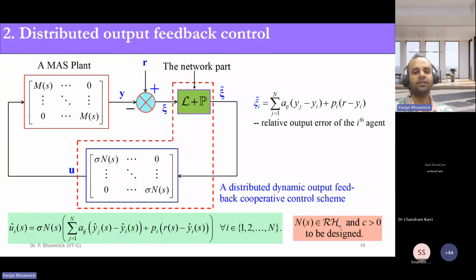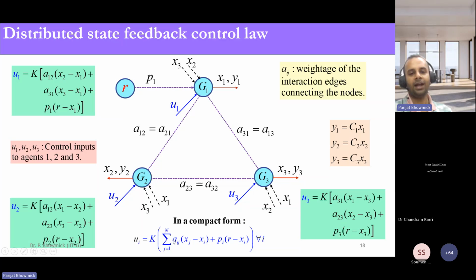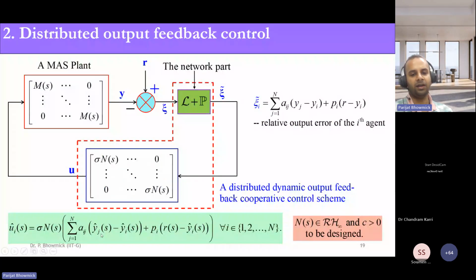The only difference is that instead of the relative state error, now we are using relative output error, because this is now output feedback based. So if you read out the term, it is the same thing. That is aij. Earlier we had aij into xj minus xi. Here we have yj minus yi.